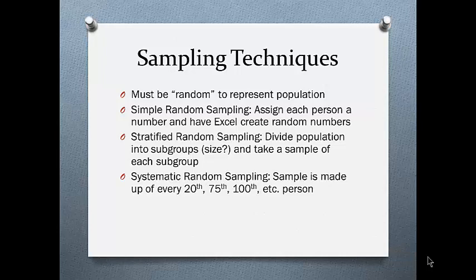Another random sampling method is called systematic random sampling. And this is where the sample is made up of every maybe 20th person, every 75th person, every 100th person to get the number we wanted. So if I have 200 employees and I want to systematically sample them, I might list them alphabetically because alphabetically should randomize the group. There's no pattern to people's last names usually, unless it's a family business.